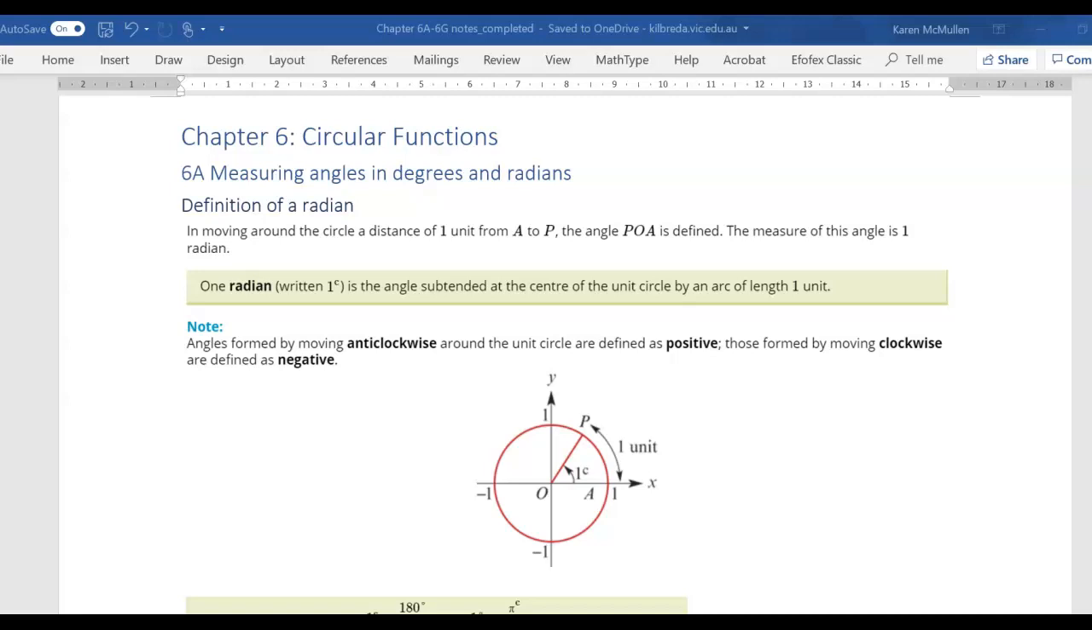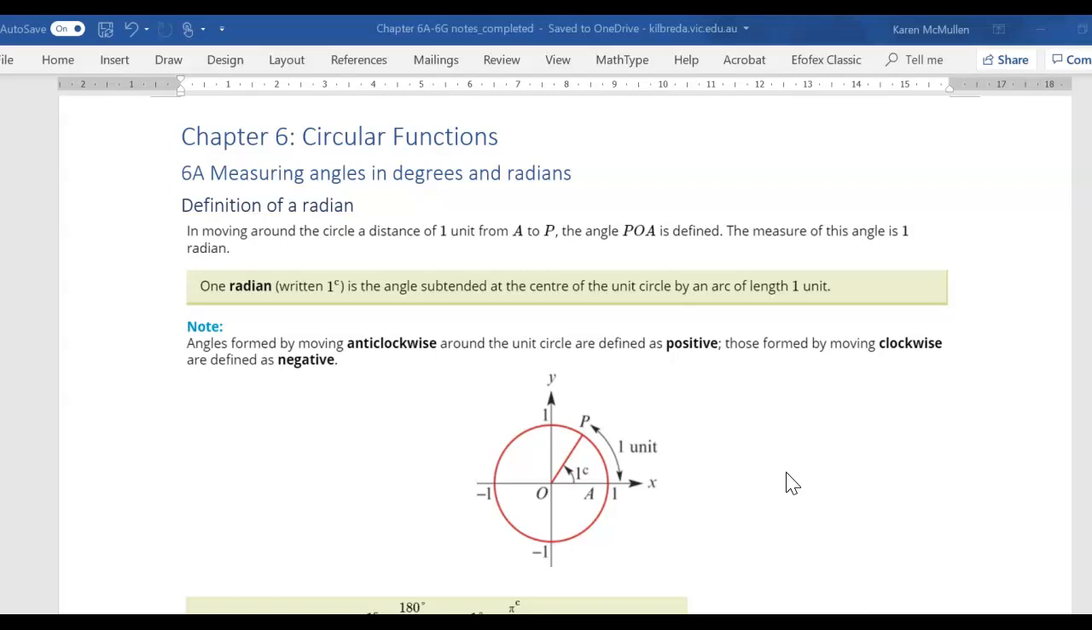Hi everyone, this is the first video for chapter 6. 6A is pretty quick and easy, so I'm going to try to do 6A and 6B in this video, although I should never really overcommit, but I just looked at 6A. It doesn't look too long. It's just converting between degrees and radians.